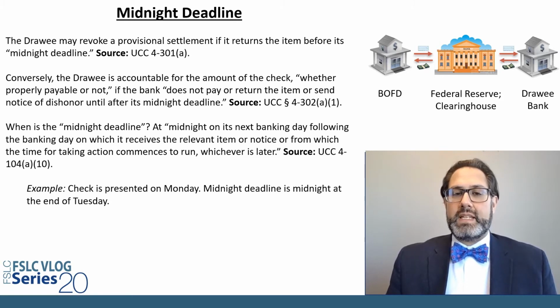All of this makes the midnight deadline critically important and is often one of the first things that a fidelity lawyer should examine when looking at a fraudulent check claim. The midnight deadline is midnight on the banking day following the banking day on which the drawee bank received the check. So for example, if the check arrives at the drawee bank on Monday, then the midnight deadline is midnight at the end of the day on Tuesday.